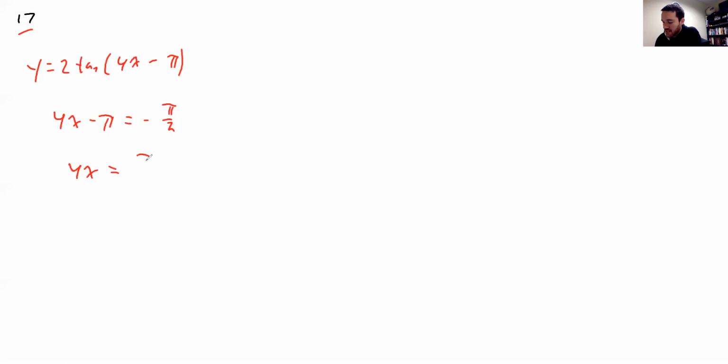17, y equals 2 tangent of 4x minus pi. You guys definitely asked all of the hardest questions, which is good. So here we're going to start by setting the argument equal to where we normally like to start. But remember, tangent is the weird graph. That graph you like to start at -pi over 2 because that's where its first asymptote is. Actually, this one's not that weird. If you add pi to the other side, you get pi over 2. And if you divide by 4, you get pi over 8. So that's not a horrible place to start.